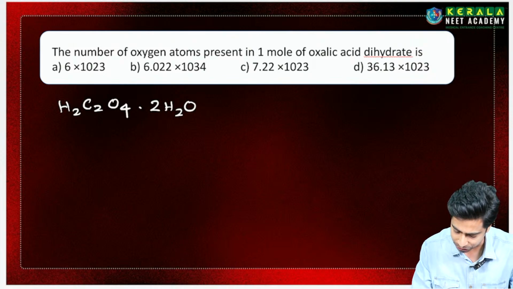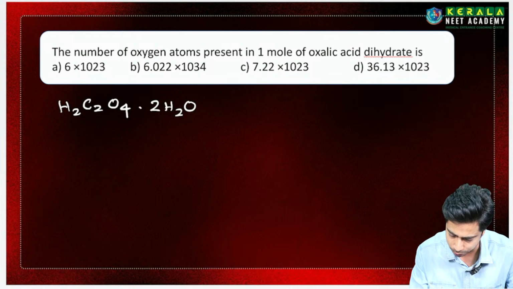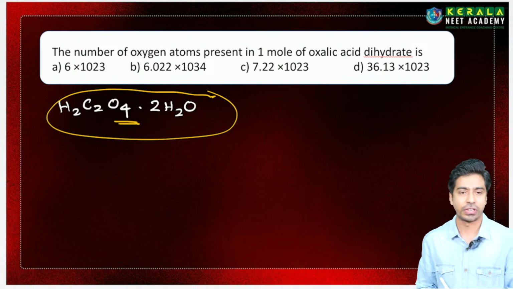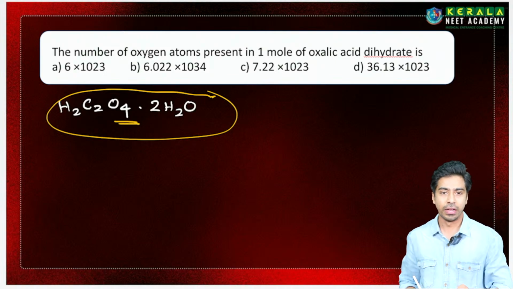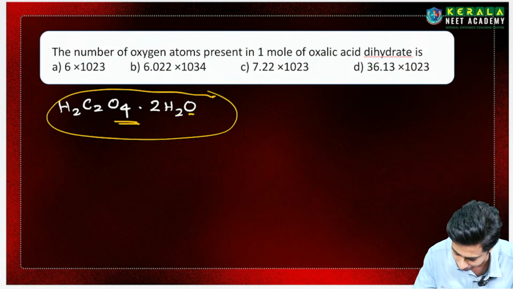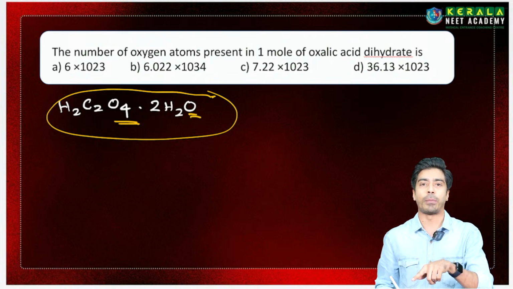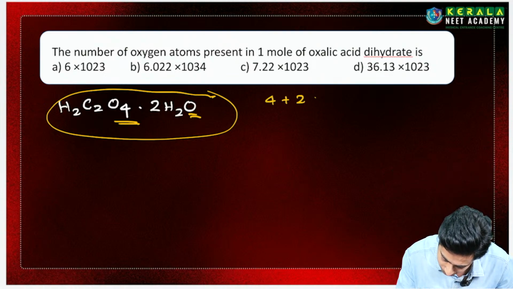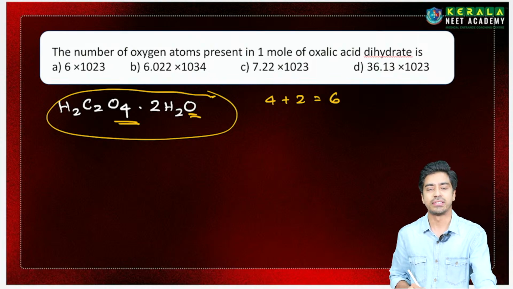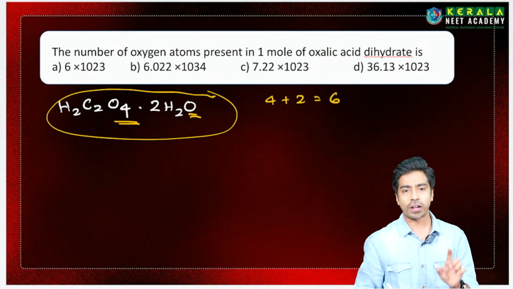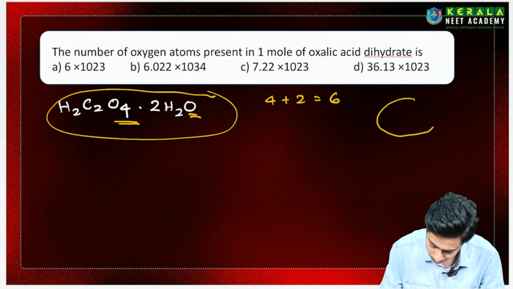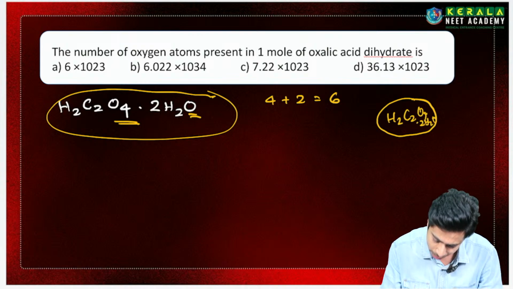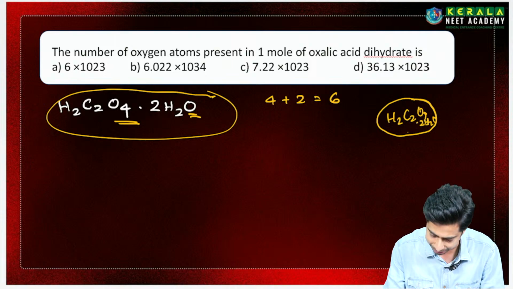Now see how many oxygen atoms there are if you take one molecule of oxalic acid dihydrate. In H2C2O4 there are 4 oxygen atoms, and H2O has 1 oxygen atom. There are 2H2O, so a total of 2 oxygen atoms will be there in the water. So the total oxygen is 4 plus 2, that's equal to 6. So we have 6 oxygen atoms in one molecule. If I take one single H2C2O4 dot 2H2O, how many oxygen atoms will be in a single oxalic acid dihydrate?